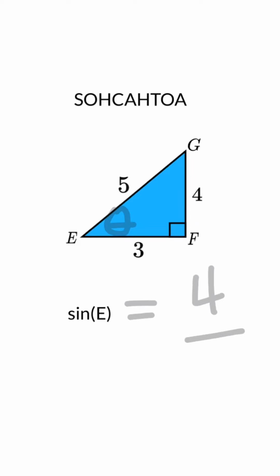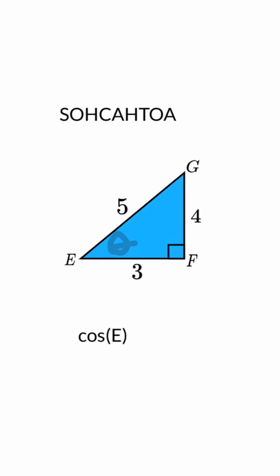So the 4 goes on top. And then we ask ourselves, what is the hypotenuse of the triangle? And that's, of course, the 5, since 5 is the only side of this triangle that does not touch the box. So it's opposite the box. So the sine of angle E is going to be equal to 4 over 5.